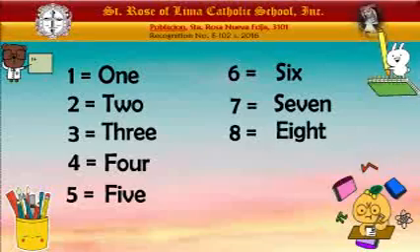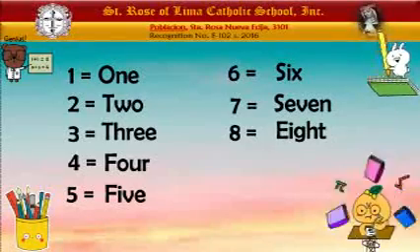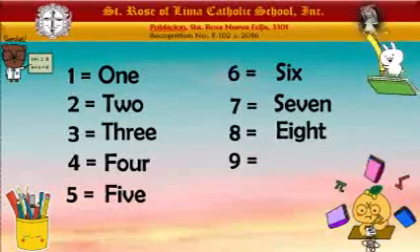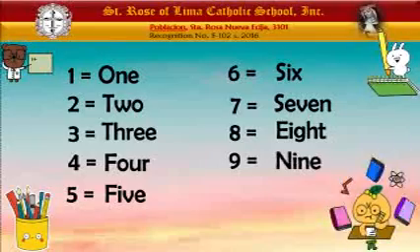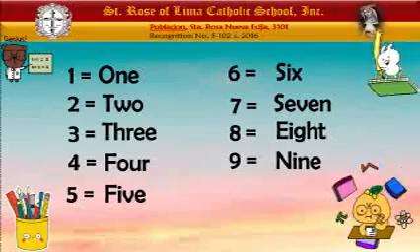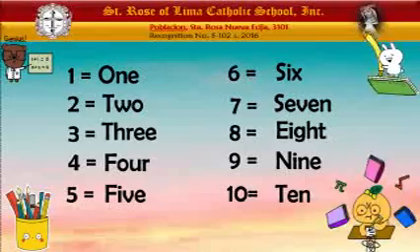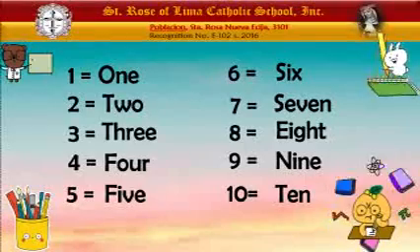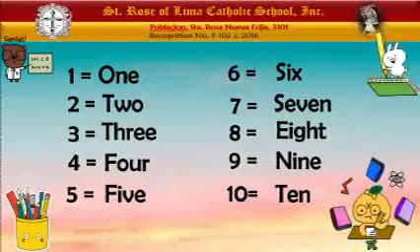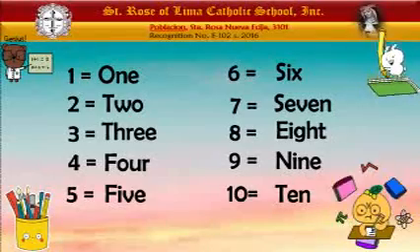Another one is number 8. And the spelling of 8 is E-I-G-H-T. Next one, number 9. And the spelling of 9 is N-I-N-E. Another one, number 10. The spelling of number 10 is T-E-N. That is how we spell 1 to 10. You have to remember the spelling.